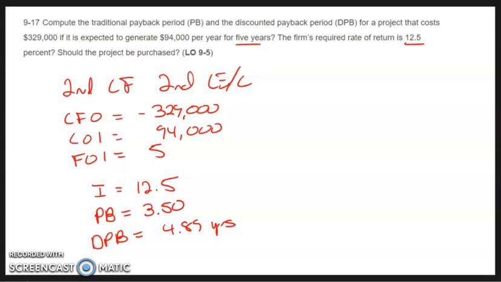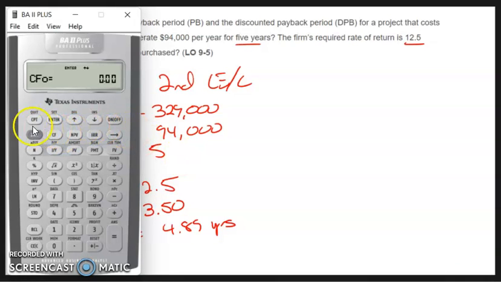So, pull up the calculator. Second cash flow, second clear. CF0 is 329,000, enter. Now C01 is 94,000, enter. Now F01 is 5.